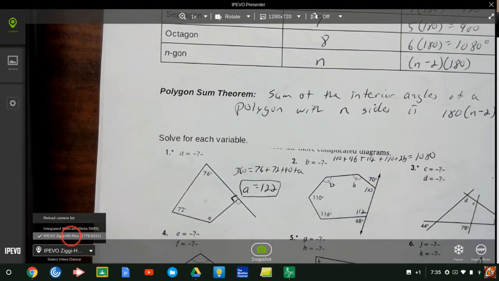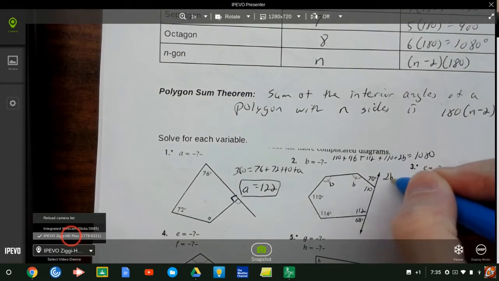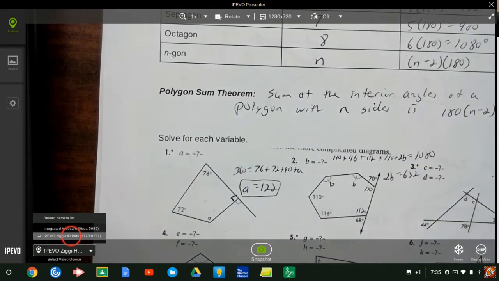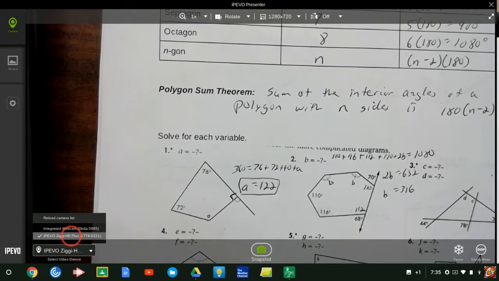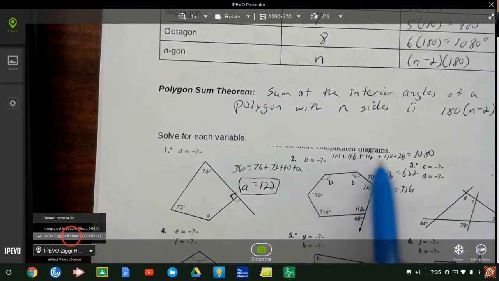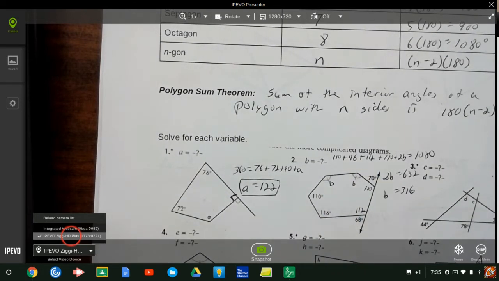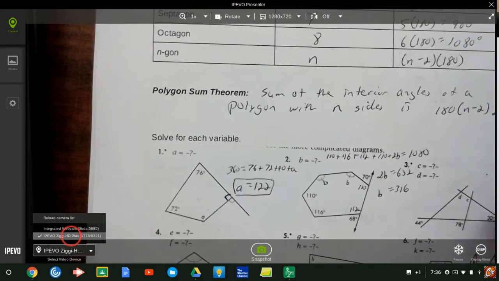And we can calculate that. 110 plus 116 plus 112 plus another 110, 180, 1080. That leaves me that 2b is 632. So b is 316. Okay, just double checking my arithmetic. Excellent. So that's the idea of doing these types of problems.